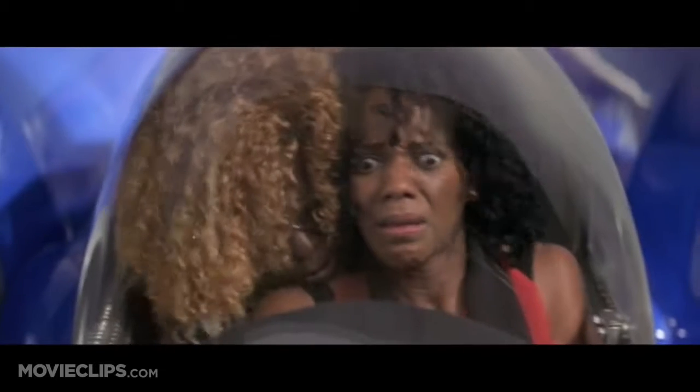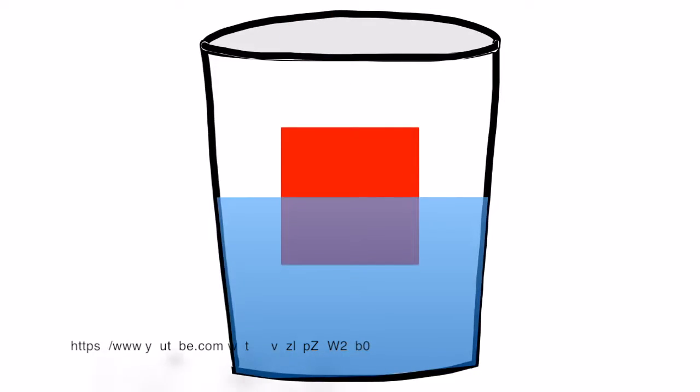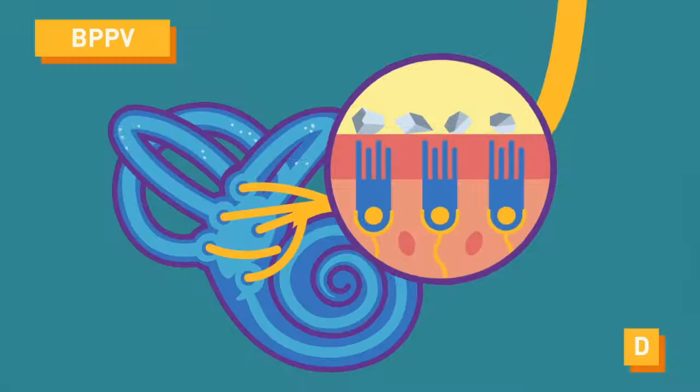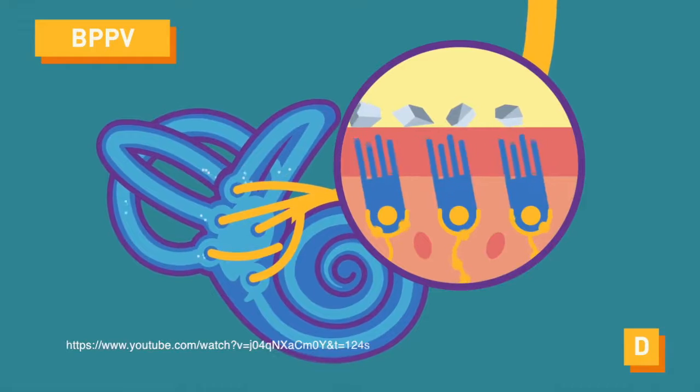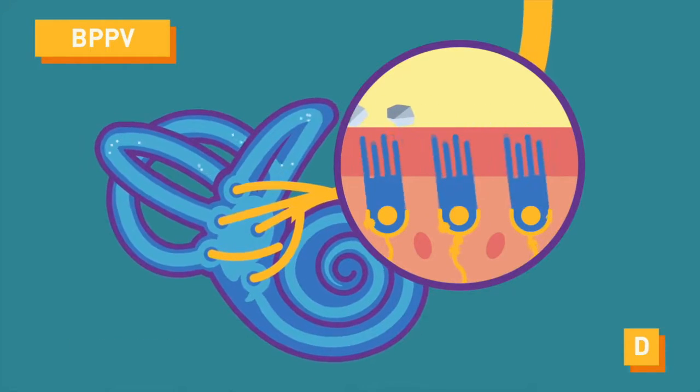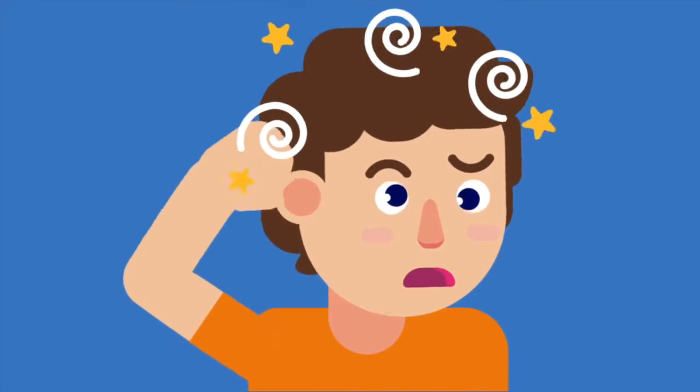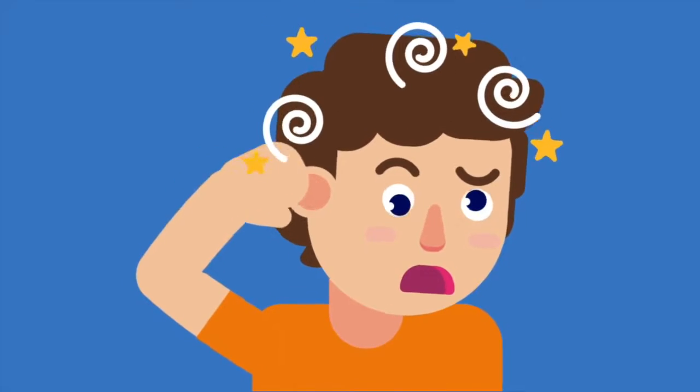The otoliths that sit on top do so because they are less dense than the fluid they're mixed with. This can cause problems because if these crystals come in contact with the tiny hairs or get wedged within one of your canals, it can confuse your brain, making you dizzy. This is one of the causes of vertigo.